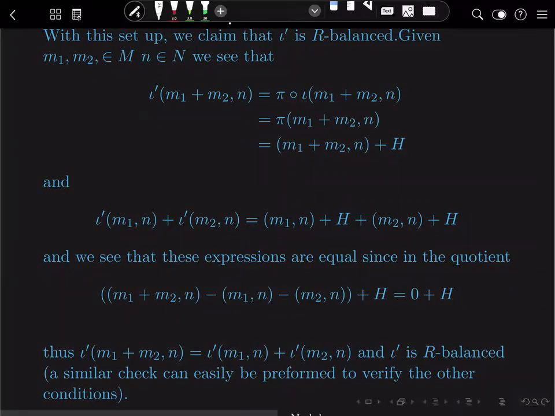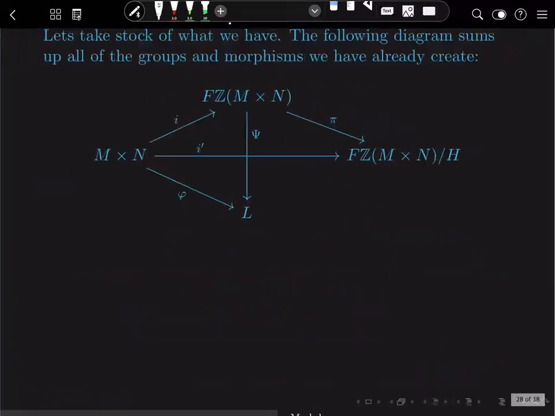We can perform similar calculations to show that it is linear in the second factor, and we have the associativity condition with our multiplication.